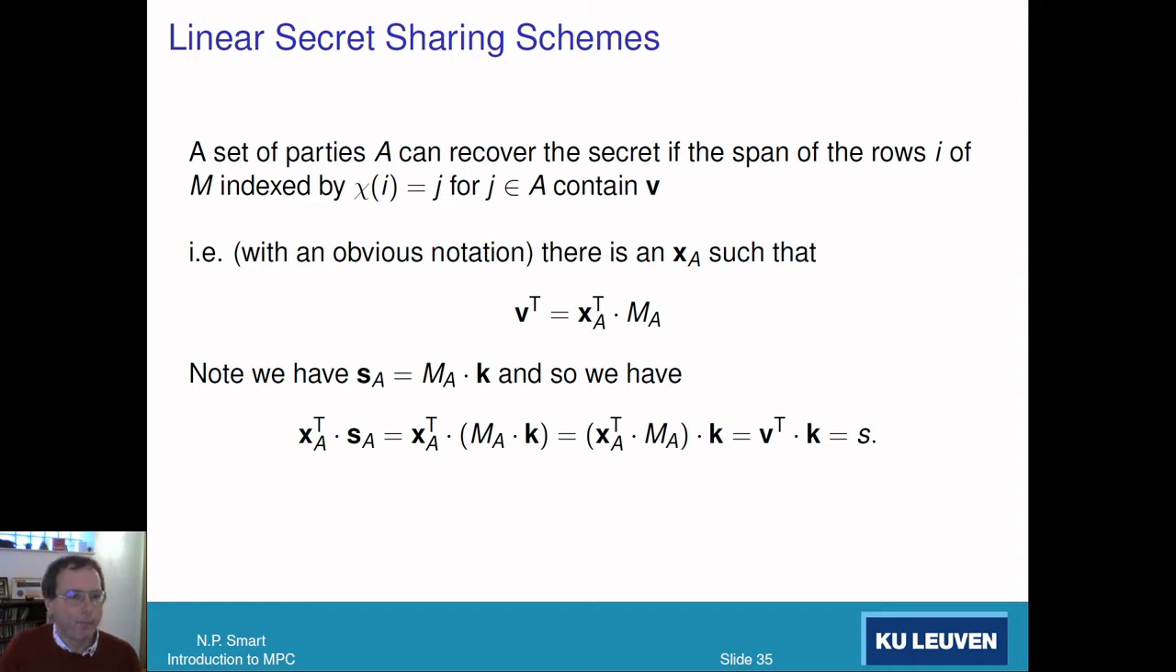It is a vector which allows us to take a qualified set of shares SA and recombine them to get the secret S. So that's how we do recombination. And it turns out that over a finite field, if the vector V is not in the span of the rows controlled by the set of parties in A, then the set of parties learn no information at all about the secret. So we have this nice relationship: if V is in the linear span, then you can recover. If V is not in the linear span, then you learn no information whatsoever. So it's exactly what we want from a security point of view.